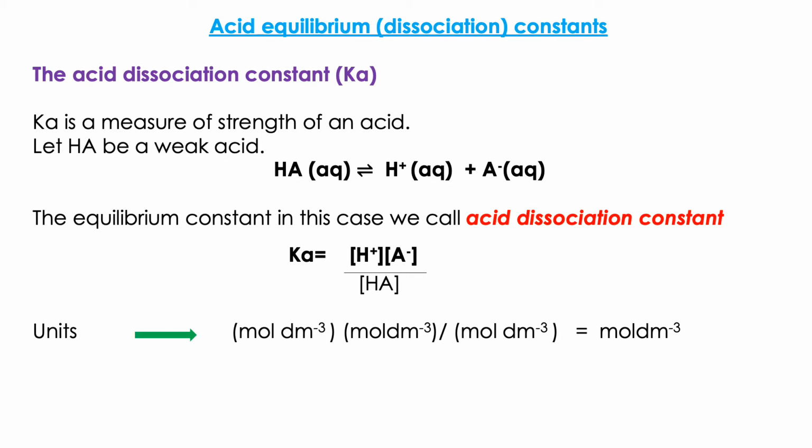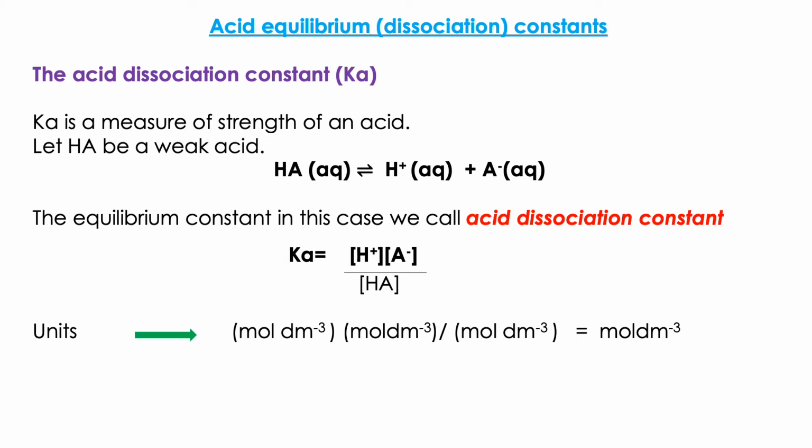Let us now define acid equilibrium or dissociation constant. It has a symbol Ka. Let HA be a weak acid, so HA will dissociate partially in water to form H+ ions and A- ions. The equilibrium constant in this case, called acid dissociation constant Ka, is equal to the concentration of the products divided by the concentration of the reactants, which is equal to the concentration of H+ ions times the concentration of A- ions divided by the concentration of HA.